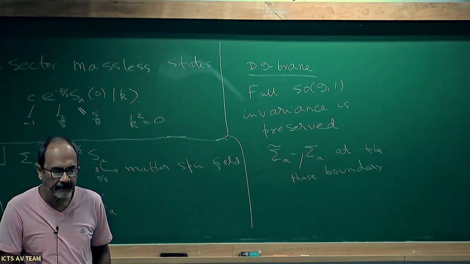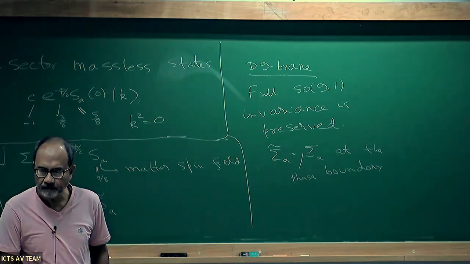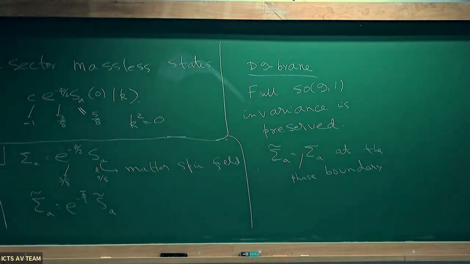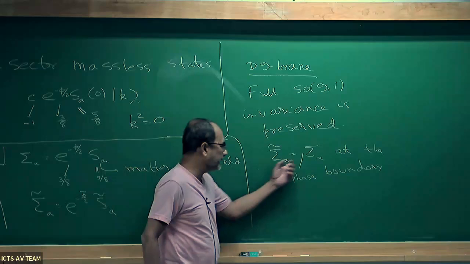Is this point clear? These sigmas have to be spinors of whatever I break to, like SO(p,1) times SO(9-p) spinors. And it has to be that as well. So here you are taking p equal to 9, right? So then the only possibility is this, right?